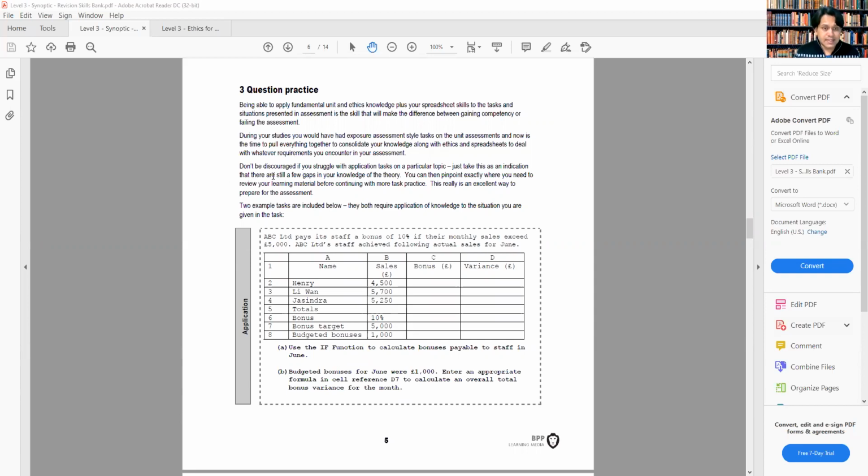Don't be discouraged if you struggle with an application task on a particular topic. Just take this as an indication that there are still a few gaps in your knowledge of the theory. You can then pinpoint exactly where you need to review your learning material before continuing with more task practice. This really is an excellent way to prepare for the assessment.